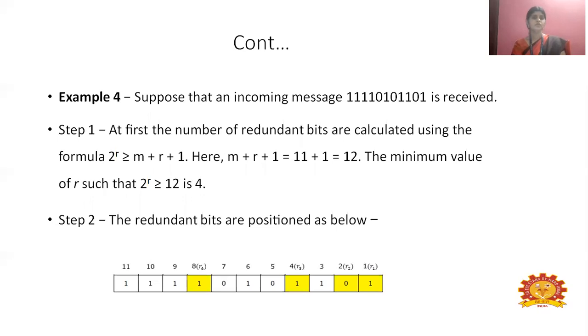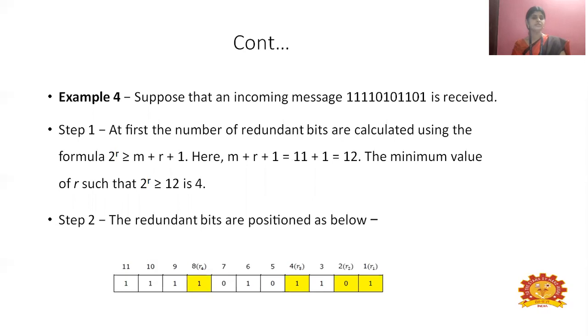For example 4, suppose the incoming message 111101010101 is received. Step 1, at first the number of redundant bits is calculated. Using the formula 2 power r is greater than or equal to m plus r plus 1, where m refers to the number of message bits and r refers to the number of redundant bits, m plus r plus 1 is equal to 11 plus 1, which is equal to 12. The minimum value of r such that 2 power r is greater than or equal to 12 is 4. So the redundant bits are positioned as below.